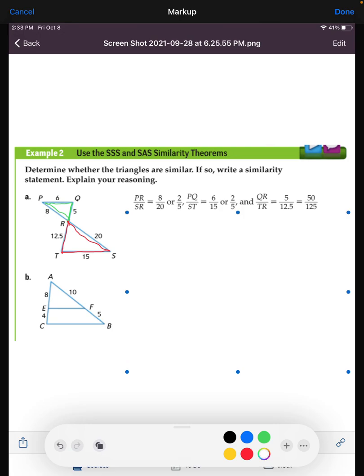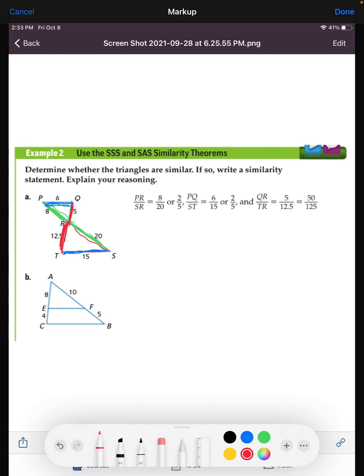So this segment right here, PR over SR, is that going to be equal to PQ over ST? And is that going to be equal to QR over TR? So QR is this one, and then TR is this one. So if all these proportions are equal to each other, then we can say that these triangles are similar.